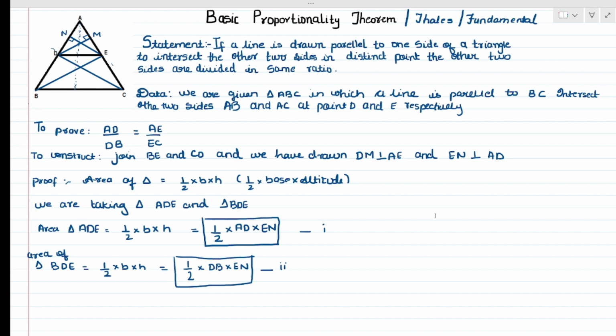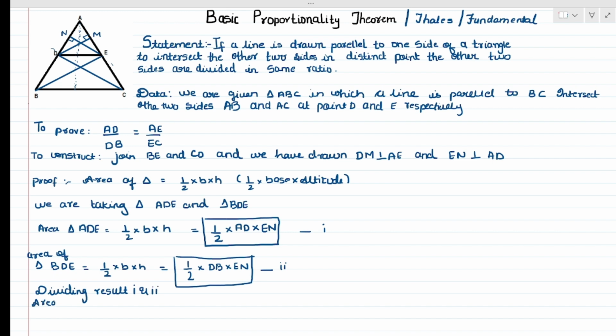Now, comparing. What are we comparing? We are comparing our result 1 and 2. We are dividing our result 1 and 2. So, write here that dividing our result 1 and 2. What are we doing? We are dividing our result 1 and 2.